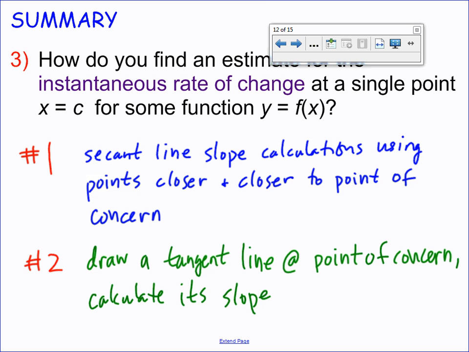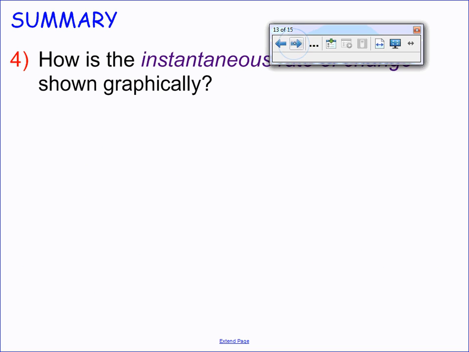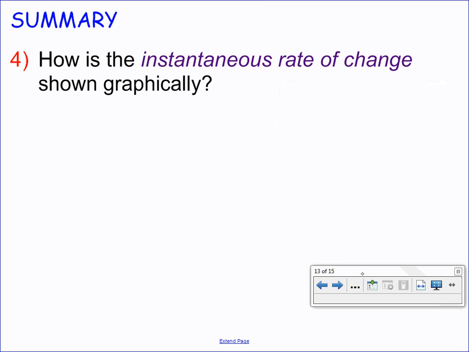Awesome. And lastly, how are we seeing those approximations graphically? So then what is the instantaneous rate of change shown graphically? And that was our summary number 4 then. So what were we seeing then? Andy? Slope of the tangent line. Good, the slope of the tangent line. That is the limit of the secant line slope values as you use closer and closer points to the point of concern, which would yield the value of the slope of the tangent line. Nice job, you guys.